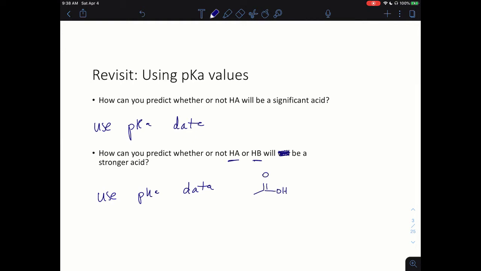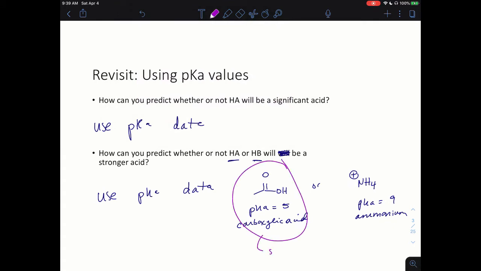For example, if I asked you what will be a stronger acid, you might be tempted to give a different answer if you didn't have pKa's memorized. A carboxylic acid has a pKa of about 5. It's a starting point. There are different structural features that can change that pKa, but 5 is a starting point for that functional group. And then ammonium has a pKa of 9. So the stronger acid has a smaller pKa. So this acetic acid, this would be the stronger acid.